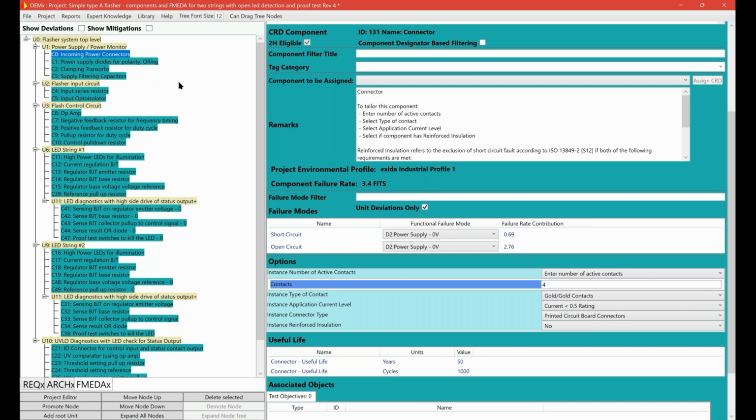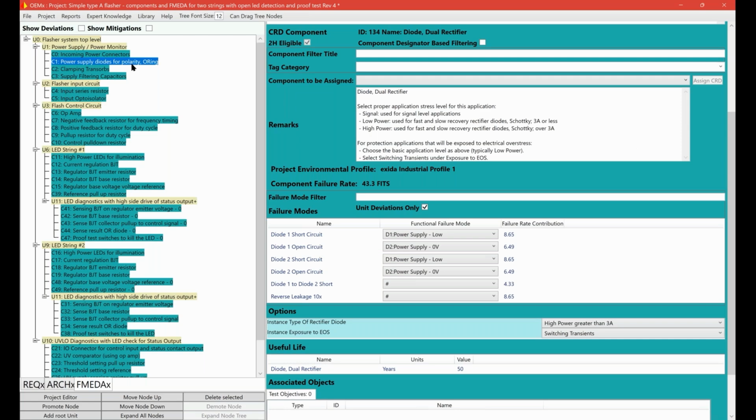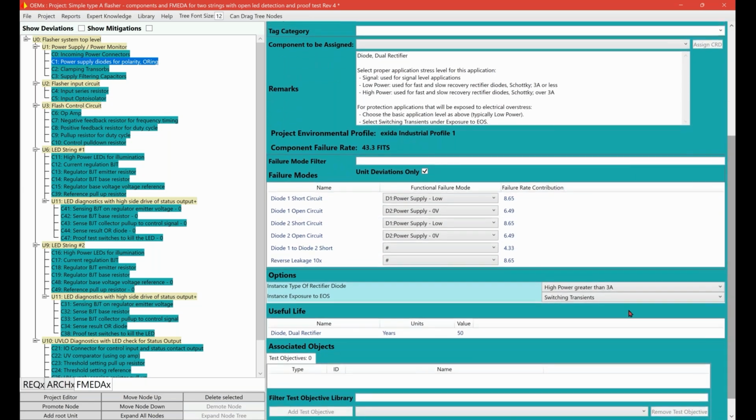Well, let's pick another. How about these power supply diodes? Those are the input diodes on our two isolated power supplies. I see some design questions here.